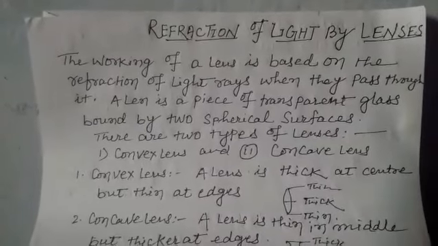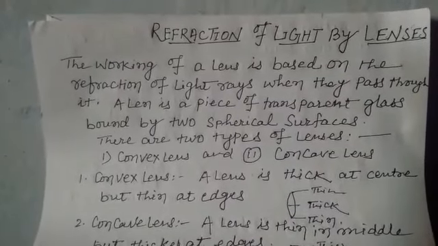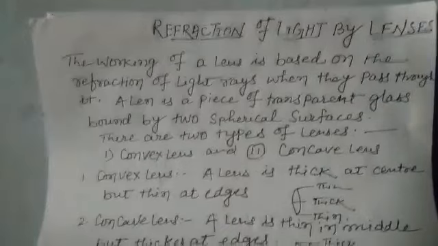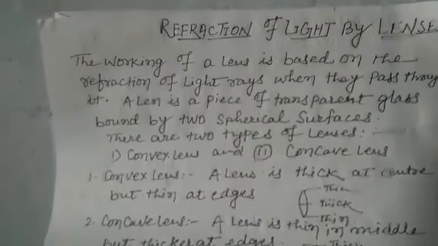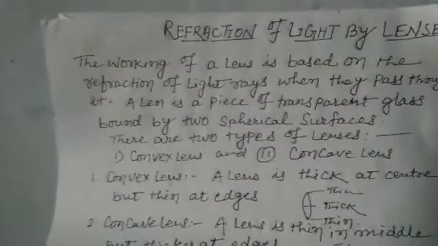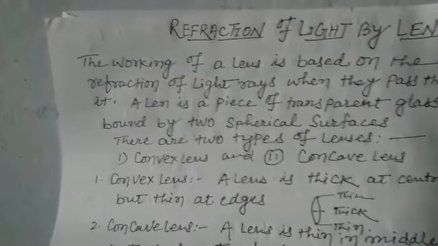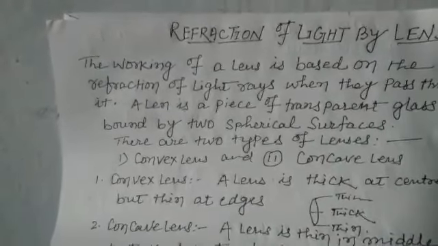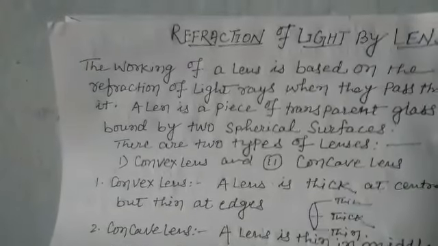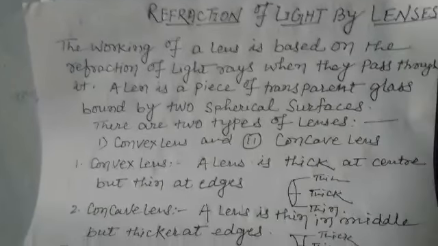Good morning, children. In the last classes we discussed refractive index. Refractive index is the speed of light in medium 1 with respect to medium 2. For the angle of incidence, sin i by sin r is equal to a constant, which is known as the refractive index.